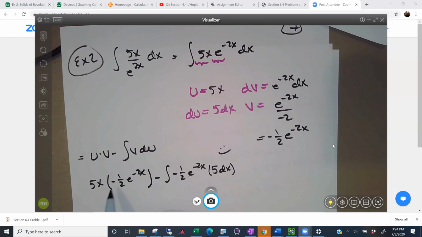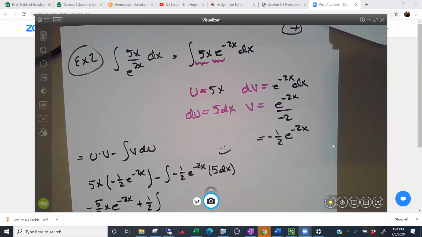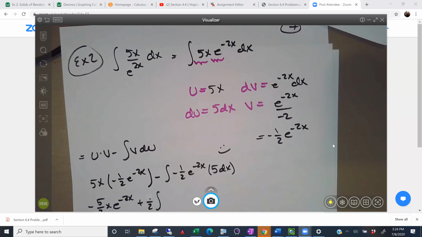Okay, let's clean all this up. I'll write that as negative 5/2 x e to the negative 2x. The minus and the minus give me a plus 1/2 integral of, actually, you know what? We should bring the 5 out in front too, shouldn't we? Let's get rid of all those constants. So make that a 5. And that leaves me with e to the negative 2x dx.